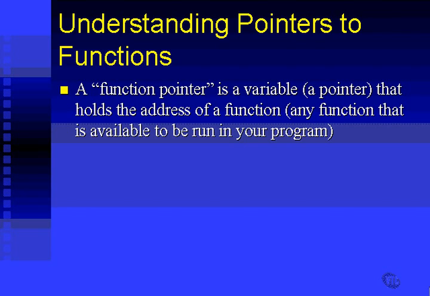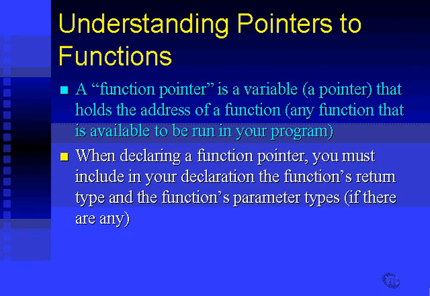That doesn't really tell us very much. So let's have a look at it a bit deeper. Before I go and actually show you the syntax involved, I've got to stress this to you. When declaring a function pointer, you must include in your declaration the function's return type and the function's parameter types, if there are any parameters. What am I trying to say here? When you create a pointer to a function, you have to explicitly say what type of function it is.